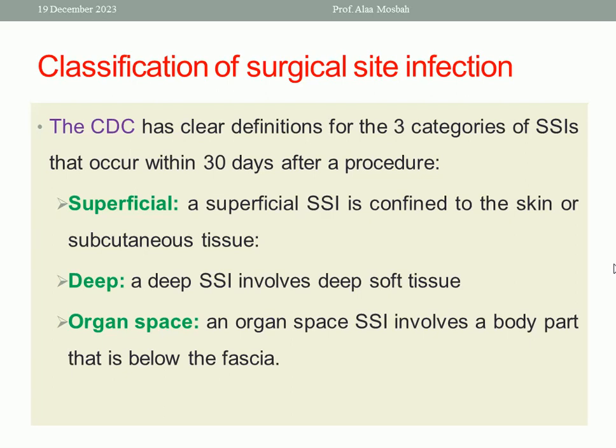While organ space surgical site infection involves a body part that is below the fascia. Okay, a body part below the fascia, so including the viscera and so on. So peritoneal cavities, spaces. So according to CDC, there are three categories for surgical site infection: superficial, deep and organ space.